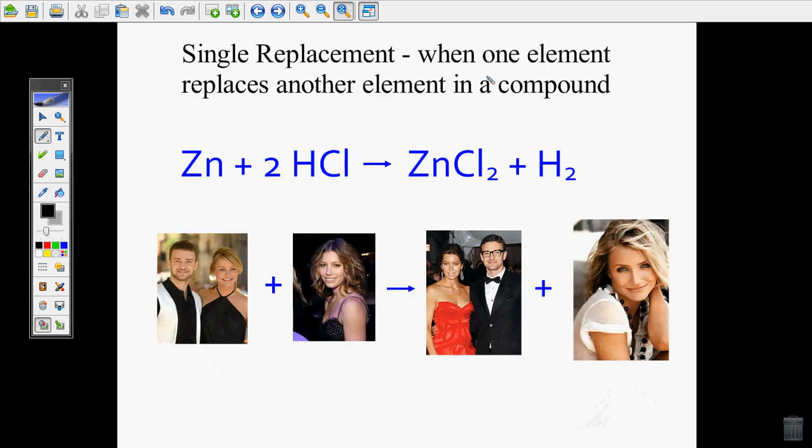Single replacement, when one element replaces another element in a compound. So here, this zinc is replacing this hydrogen, so you get zinc chloride plus hydrogen. So like when Cameron Diaz and Justin Timberlake were dating, and then Jessica Biel, like he swapped out girls, and then Cameron Diaz is all alone now.